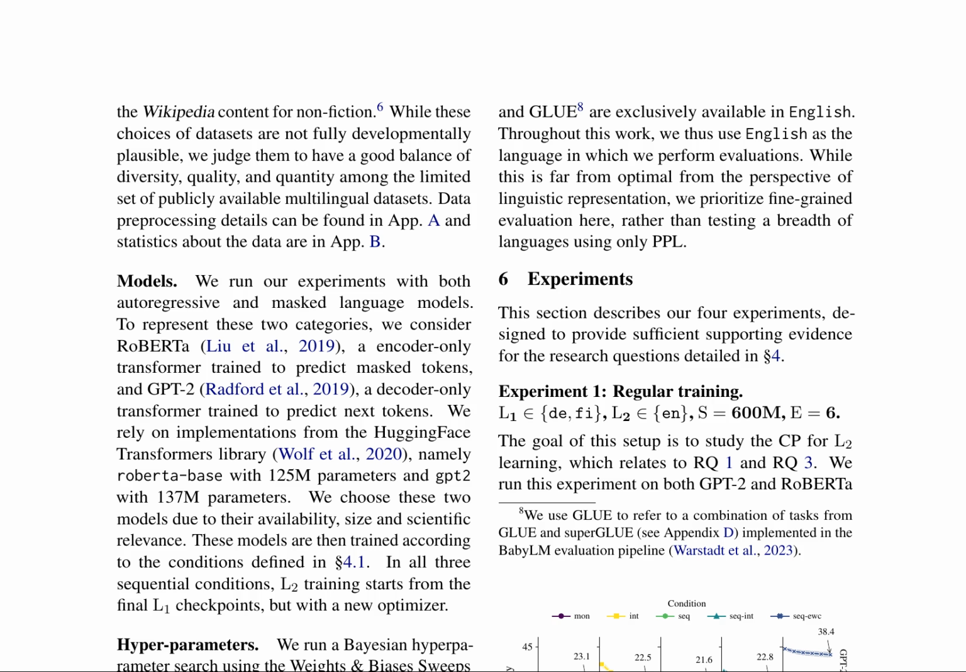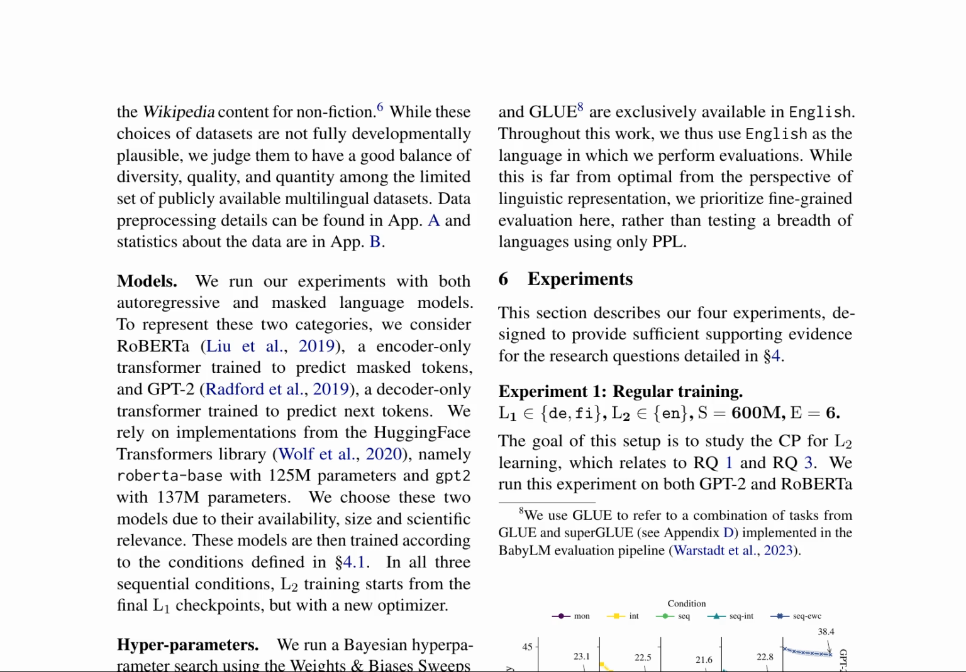A and B experiments are conducted using both autoregressive and masked language models, specifically Roberta and GPT-2, chosen for their availability, size, and scientific relevance. Implementations from the Hugging Face Transformers library are utilized, with Roberta base, 125M parameters, and GPT-2, 137M parameters. Models are trained according to conditions defined in Section 4.1, with L2 training initiated from final L1 checkpoints but with a new optimizer. Hyperparameters are tuned using Bayesian hyperparameter search, identifying optimal model configurations for training data and methodology.